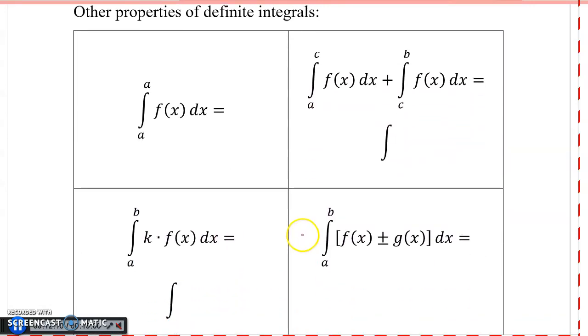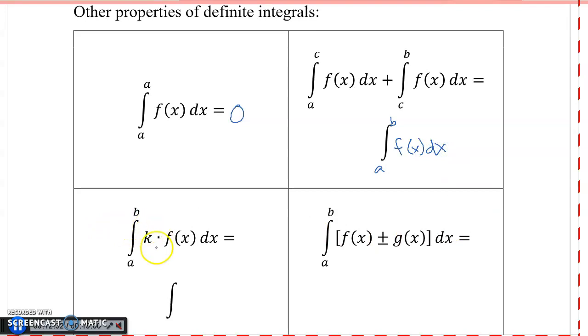A few other properties to throw out there. If we start at A and end at A, we're not going anywhere, so our complete width is 0, so our area is going to be 0. If we start at A and stop by at C and then take a detour and go from C over to B, well, that's the same as going directly from A to B.